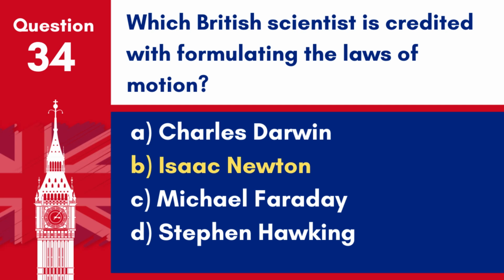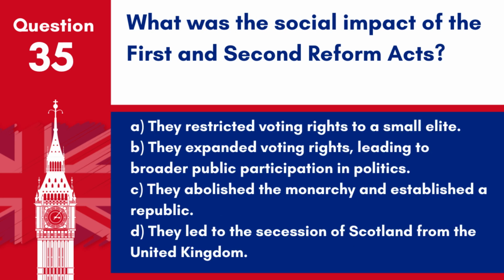Answer B. Isaac Newton. Sir Isaac Newton is renowned for formulating the laws of motion, which are fundamental to the study of physics and helped pave the way for modern engineering and science. Question 35. What was the social impact of the First and Second Reform Acts? A. They restricted voting rights to a small elite. B. They expanded voting rights, leading to broader public participation in politics. C. They abolished the monarchy and established a republic. D. They led to the secession of Scotland from the United Kingdom.